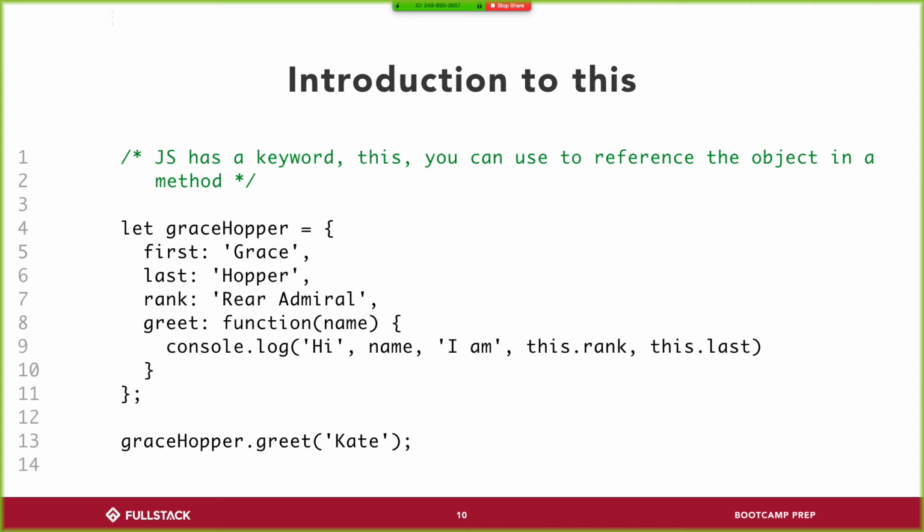So when we do gracehopper.greet, inside greet, this is going to be Grace Hopper because that's basically the object that the method is tacked onto. And when we call the function, we're calling it as a property of Grace Hopper. So this is going to represent Grace Hopper. So it's kind of exactly the same as this previous slide.